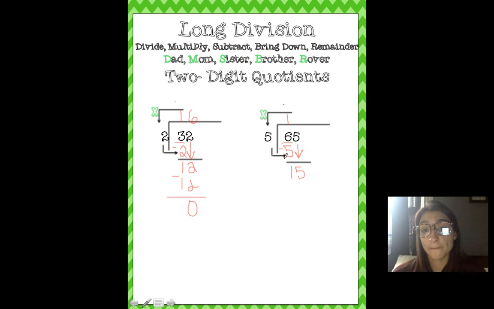Then you want to divide. 15 divided by 5. We're back at our first step. We know 5, 10, 15. 5 can go into 15 3 times, or 15 divided by 5 is 3. I want to keep that in line over the 5. 3 times 5 equals 15. Our last step is to subtract. We have a 0, so that means there is no remainder and there is nothing else to bring down.